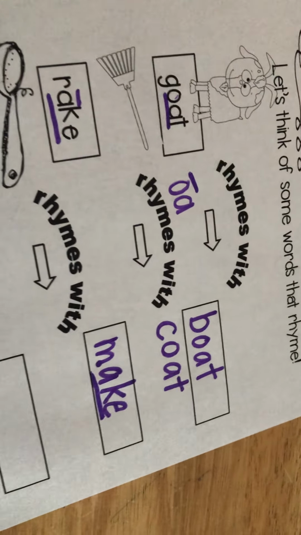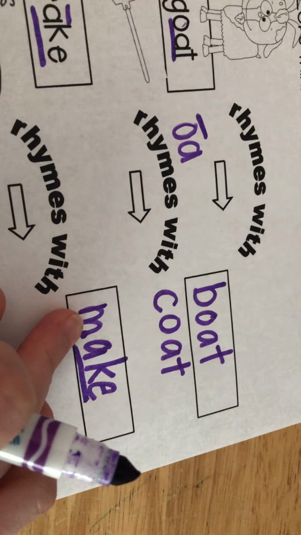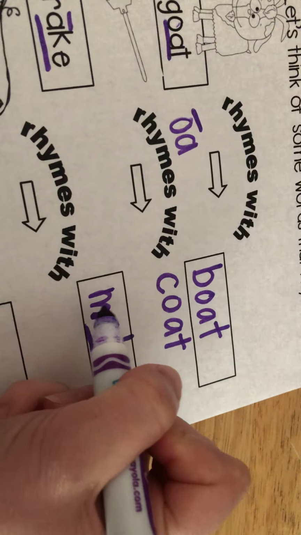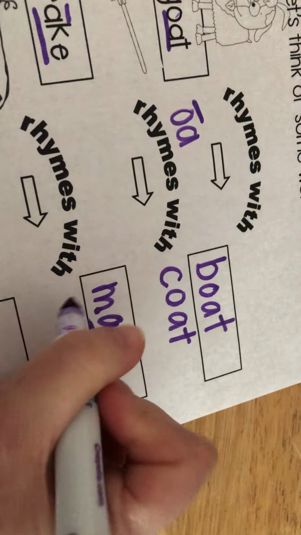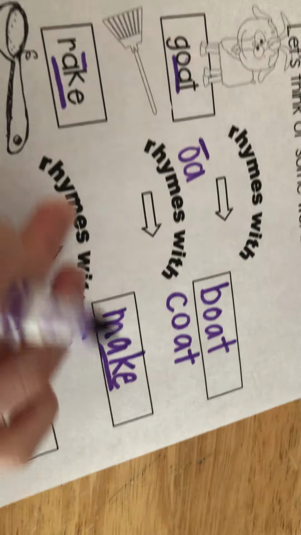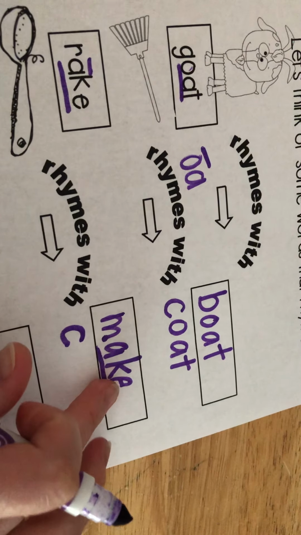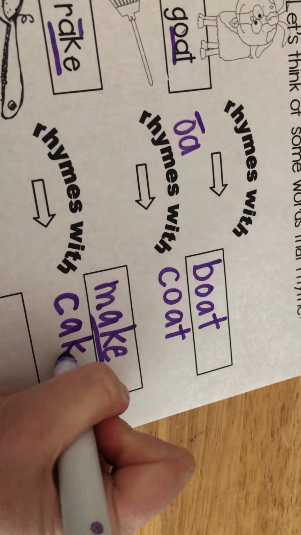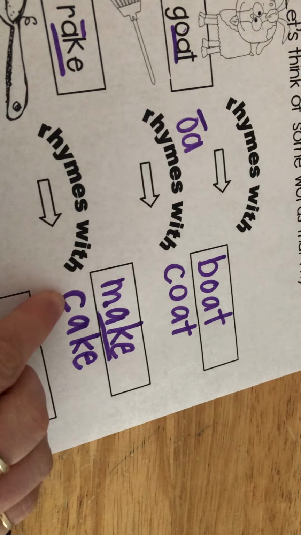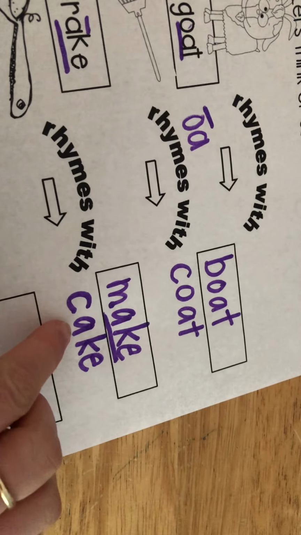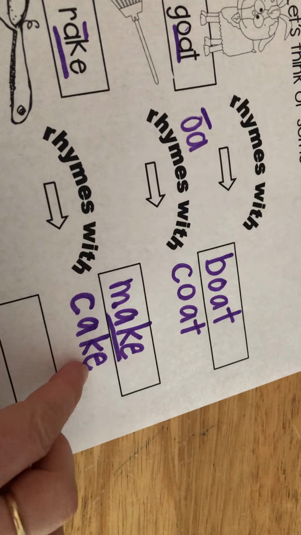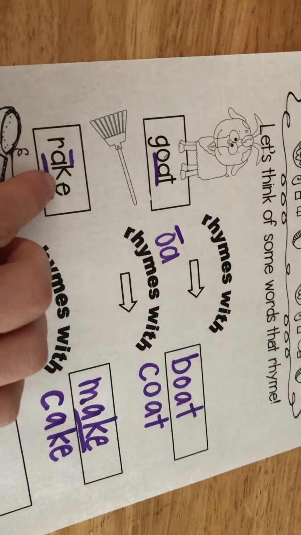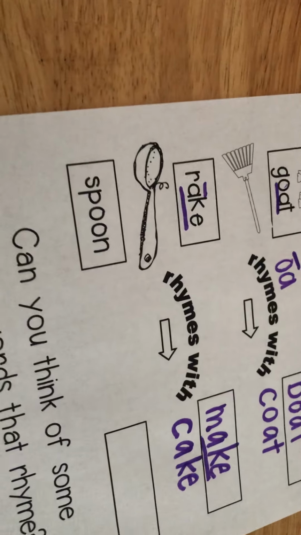Let's think of another one. This time, let's change the letter to K, like in coat. So we're going to change it to K, and that's going to be that C. And remember, we're doing the same word family, the A-K-E family. So we have A-K-E. Let's see if you know this word. Cake. So cake, make, rake. Good. All right, let's try one more.